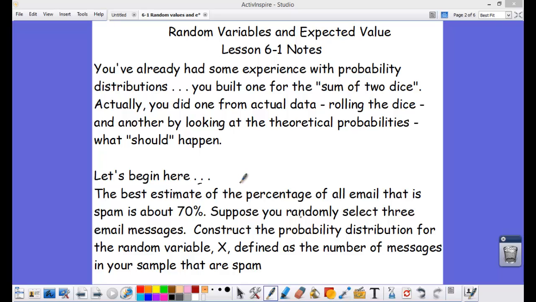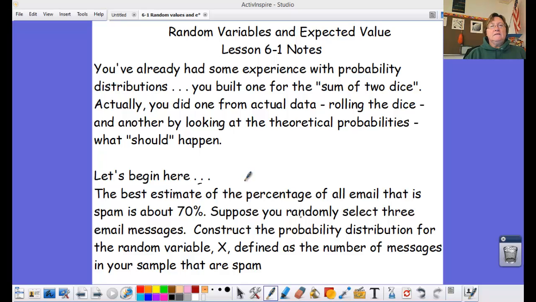Welcome. Today we start our discussion on Chapter 6, which is about probability distributions, and that is a topic that you have some prior knowledge of because you built one a couple weeks ago when we did the sum of two dice. Remember how we got that nice symmetrical histogram from our distribution because it was more likely for us to roll a 7 than it was for us to roll either 2 or 12. That's sort of where we're going to start today.